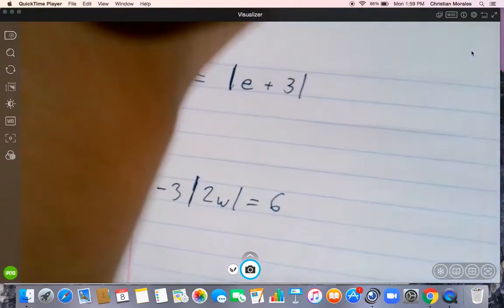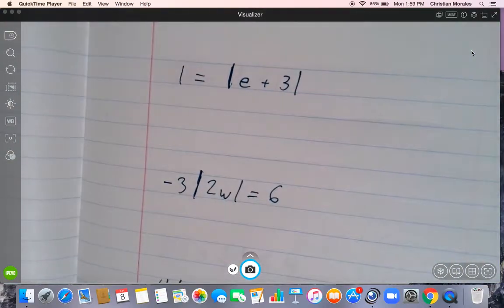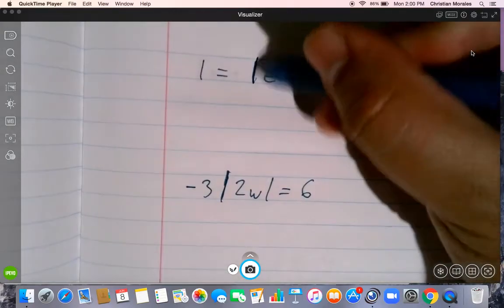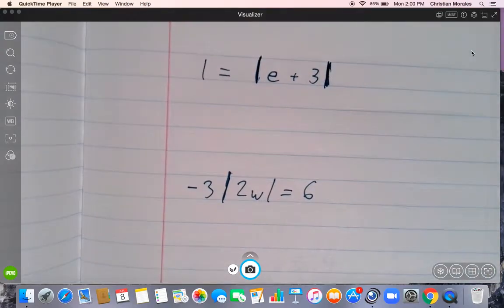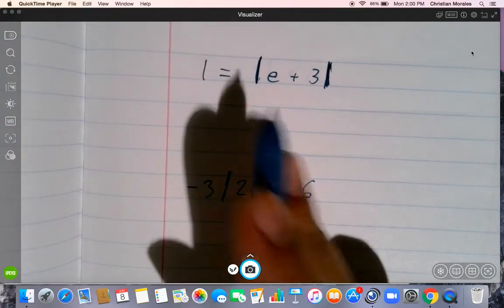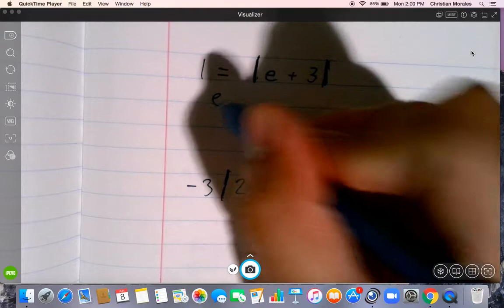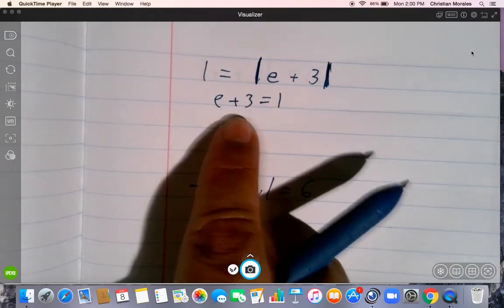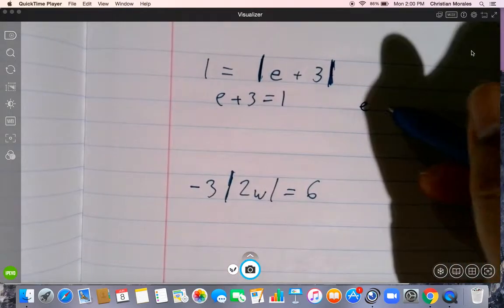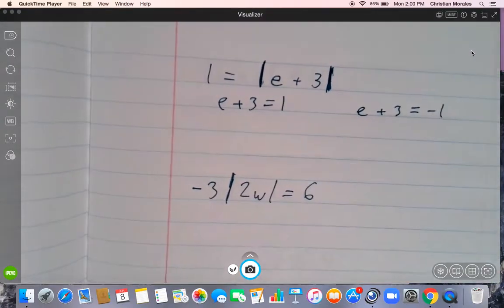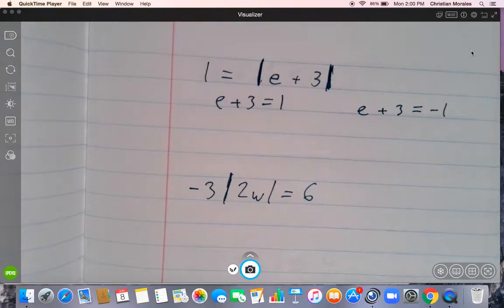Okay, next. Here we go. Let's talk about this one. Now, in this case, these are my absolute values right here. So the absolute value of this is 1. There's two possibilities. Either this expression inside is a positive 1 or the expression inside is a negative 1. There's two possibilities. So you solve for both possibilities.